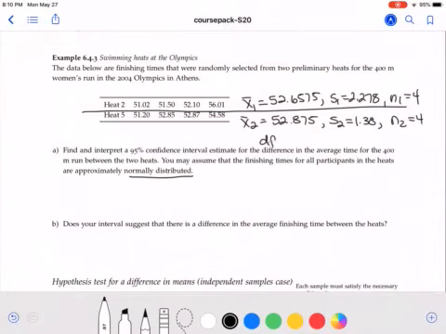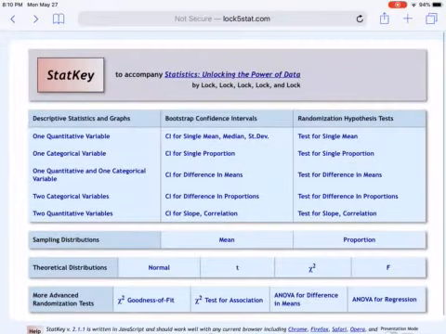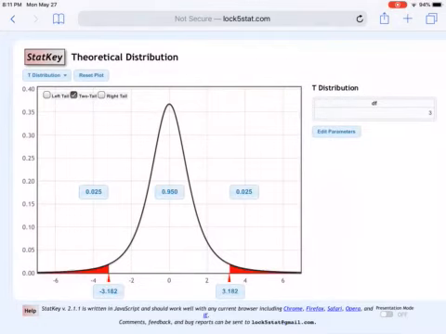Our degrees of freedom we'll use for the t is the smaller of n1 minus 1 and n2 minus 1. Both of those minus 1 would be 3, so our degrees of freedom will be 3. So we can use that to get our t star value from StatKey. Degrees of freedom 3 with 95% is what we're interested in. So t distribution, degrees of freedom should be 3. Click two-tail, and it's already 95%. So you can see we get 3.182 for our t.